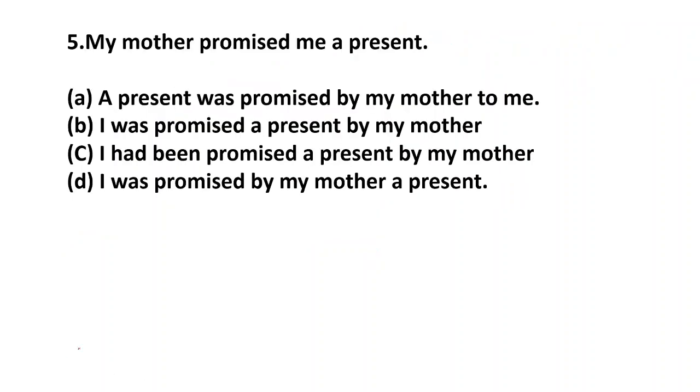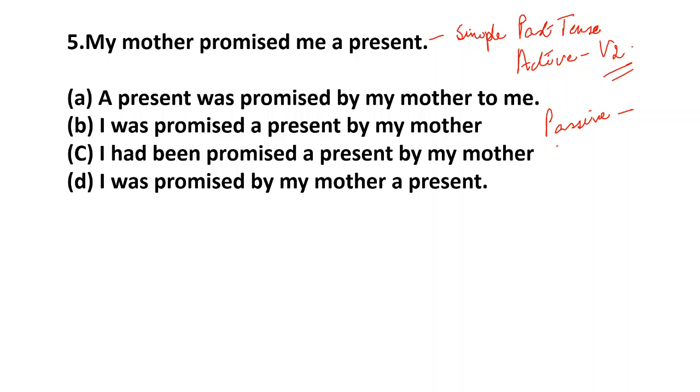Next, number 5. My mother promised me a present. Again, this is very simple. This is simple past tense. So again, you take that it will always be V2 in active voice. This is in active voice. So the verb form is there. My mother promised me a present. So in the passive voice, what will it be? In the passive voice, the simple past tense becomes was, were, I explained in the previous sentence also, plus V3, plus by, plus subject.